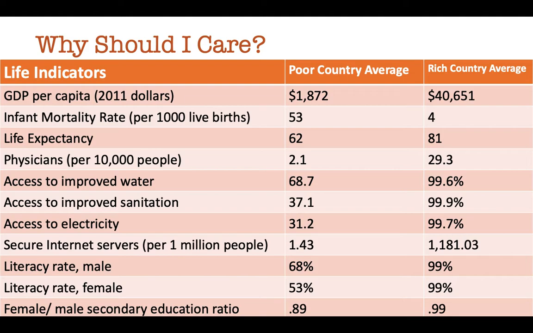And then the next few statistics kind of explain why that infant mortality and life expectancy is the way it is. In rich countries, we have far more access to doctors, and clean water and sanitation systems and electricity are basically a given. You can see that it's over 99% in the rich countries, where that is not something you can take for granted in these poorer nations. When it comes to information and education, access to the internet and information around the world, literacy rates for men and women, much better in the rich countries.